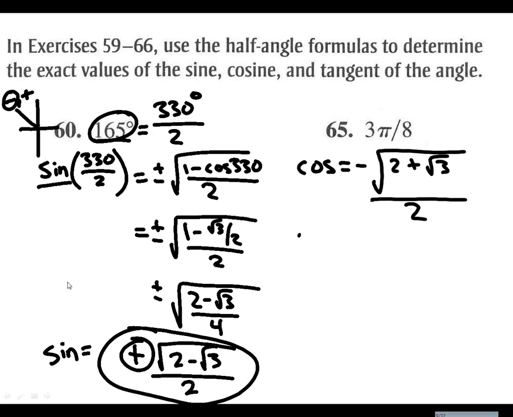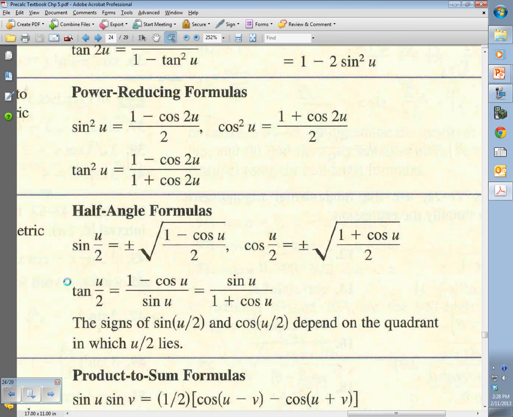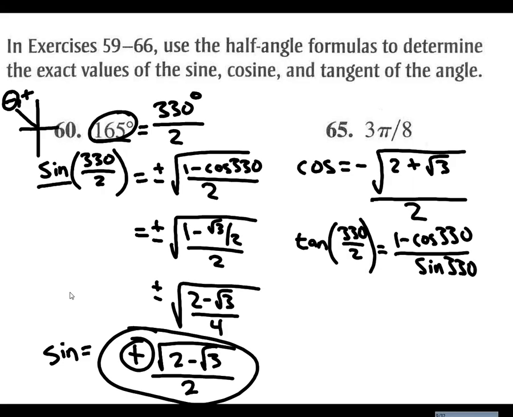All right, so we can finish this up by figuring out the tangent of 330 over 2. We'll just use our formula, 1 minus cos 330 over sine 330. If you look at the formulas, there's actually 2 options here: 1 minus cos over sine, or sine over 1 plus cos. Since I don't want to have a square root in the denominator, I'm going to use the first one, because the sine of 30 degrees is a half, so I won't have the square root in the denominator. Could use either one though.